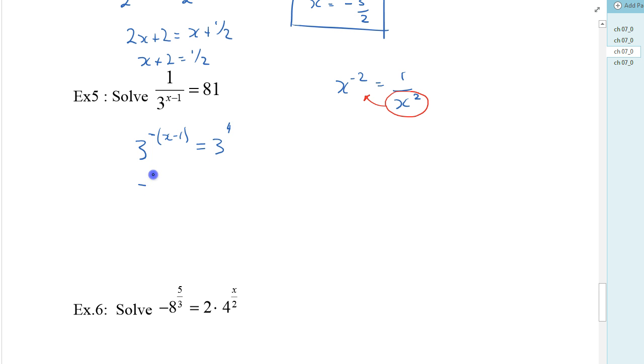So I have minus x plus 1 is equal to 4. So minus x is going to be equal to 3, and x will be equal to negative 3.